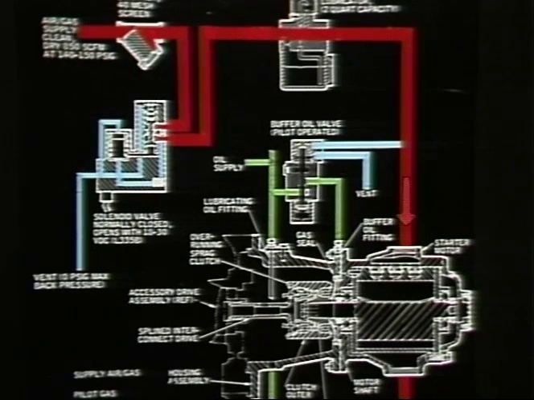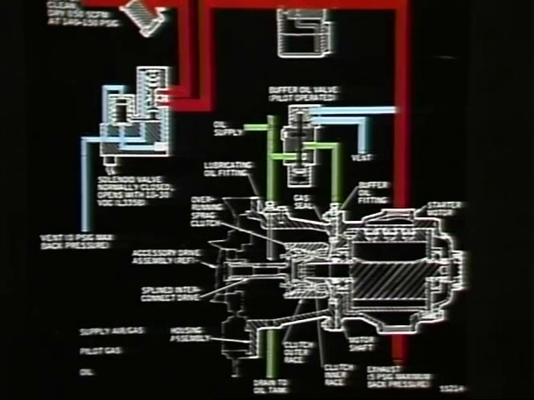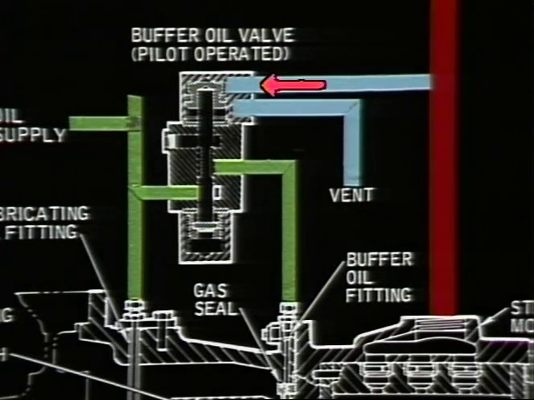Flowing out of the lubricator, the starting gas next travels to the inlet of the pneumatic starter motor, where the pressurized gas causes the starter to rotate. The starter shaft, in turn, drives the splined interconnect shaft of the engine. Once the gas has gone through the starter motor, it will exhaust out to vent with no more than 5 pounds back pressure. Also in the start system, there is a buffer oil valve which is pilot operated and is used to isolate the lube oil in the bearing and the starter clutch assembly from the starter gas and the starter housing.